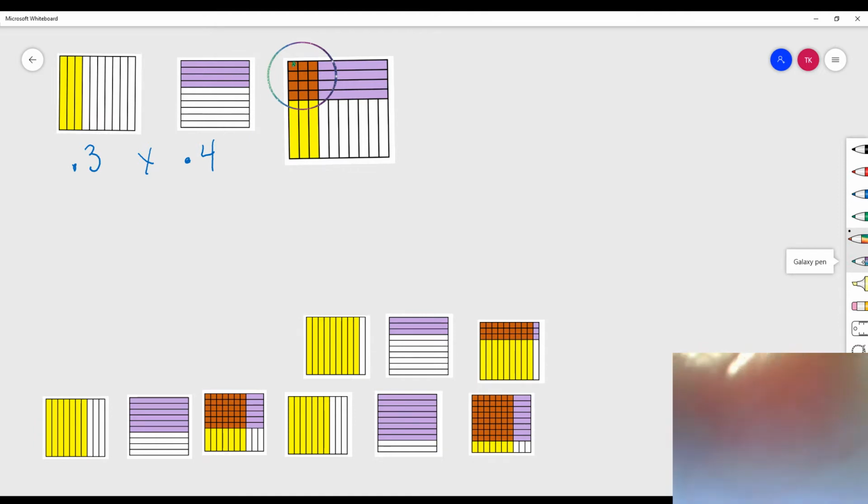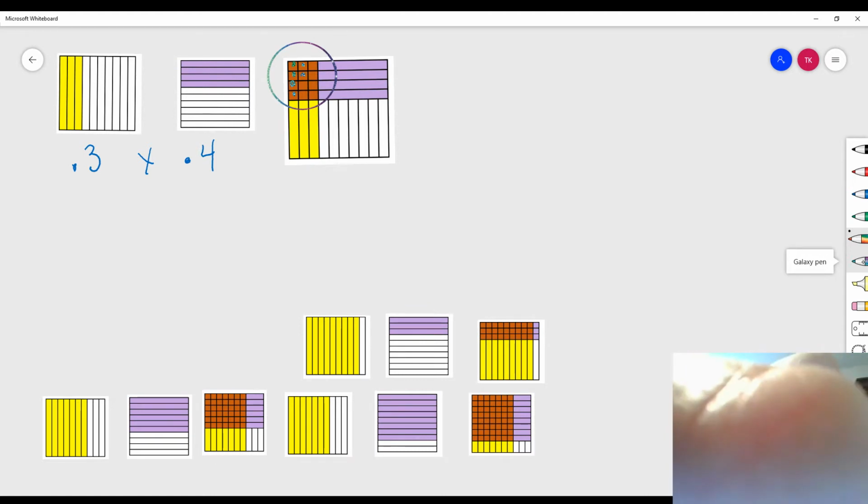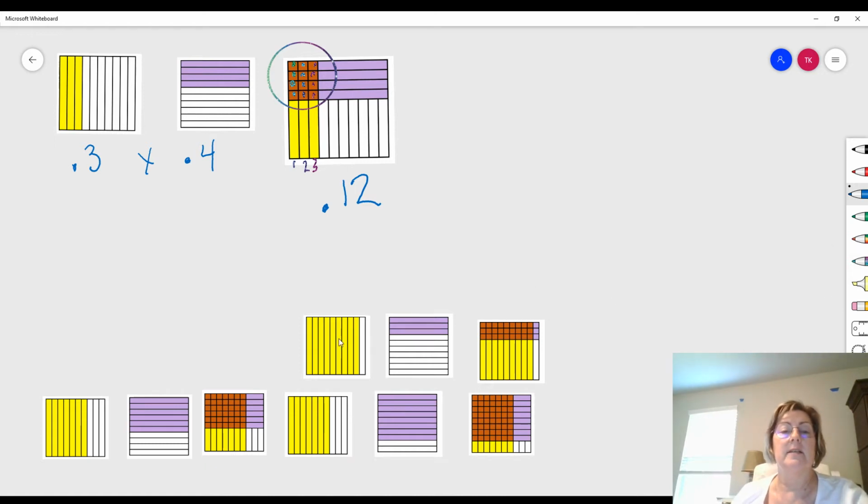So here's 1/10, 2/10, 3/10, 4/10 of the first tenth. 1/10, 2/10, 3/10, 4/10 of the second. Here's one of the tenths, two of the tenths, and then I'm taking 4/10 of the third tenth. So 4/10 times 3/10 gives me 12 hundredths. Remember, we're taking a part of a part, so we're going to have a smaller part. Let's look at another example here.